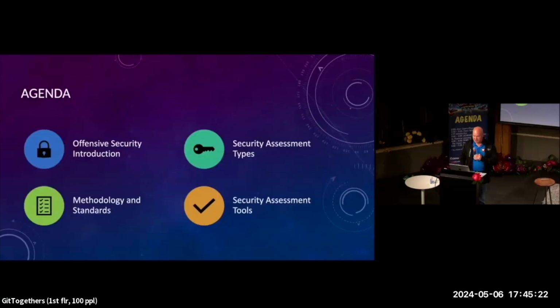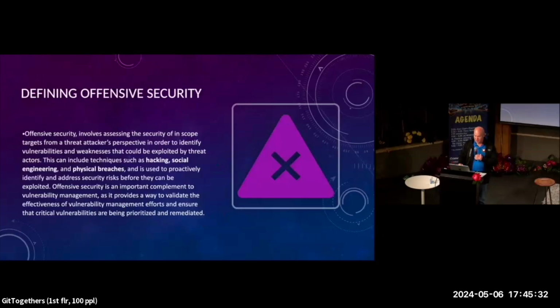So we're going to discuss offensive cybersecurity, security assessment types, methodologies and standards, as well as security assessment tools. First, defining offensive security. Offensive security involves using different TTPs, or hacker techniques, to assess the security of a target. All the time, people are worried about hackers getting into their network and being breached. So there's no better way to defend your systems than assessing their security using those types of tools and techniques to see if they're vulnerable.